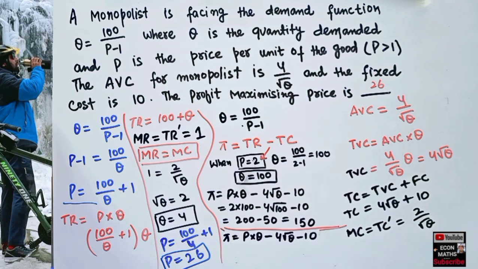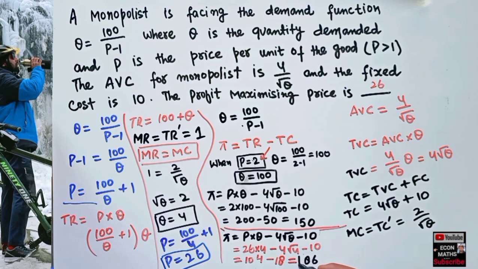If we plug in, we got price as 26, quantity is 4, minus 4 under root 4 minus 10. So 26 into 4, 4 6s are 24, 4 2s are 8, 104 we got here, minus 4 2s are 8, 8 and 10 is 18 here. So here you can see 104 minus 18, what exactly does it come out to be? It will come out to be 86.